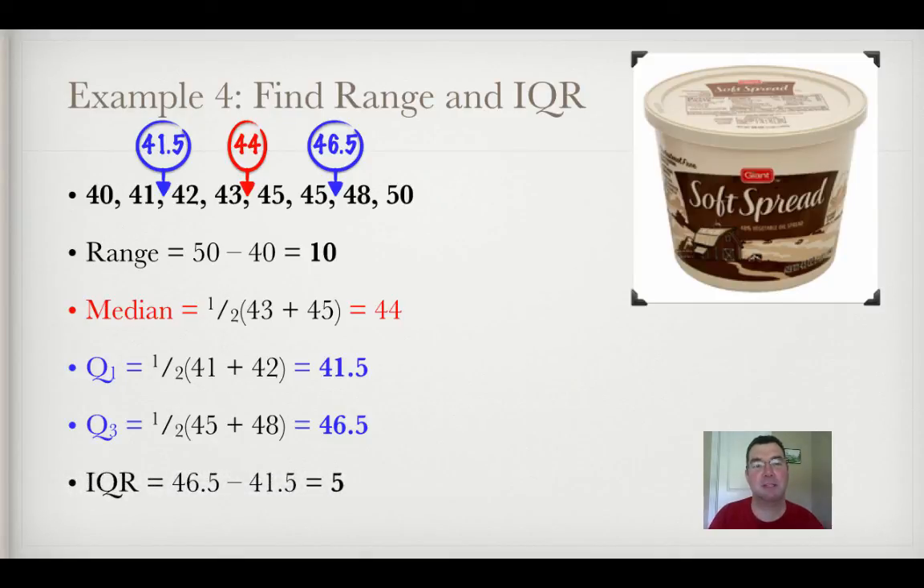So there are different scenarios of what could happen if you have an even number or an odd number of numbers in your list, and then once that list gets split in half, does each half have an odd number of numbers or an even number of numbers? And I think I've gone over all possible scenarios with you.